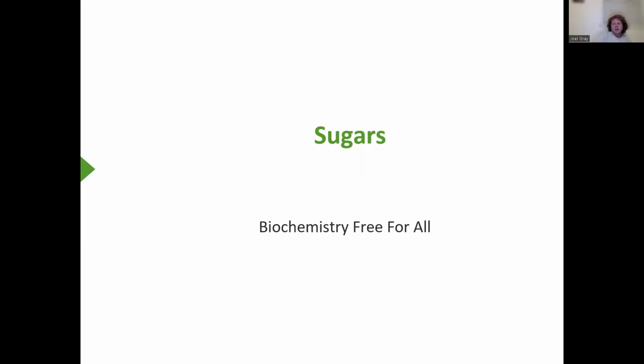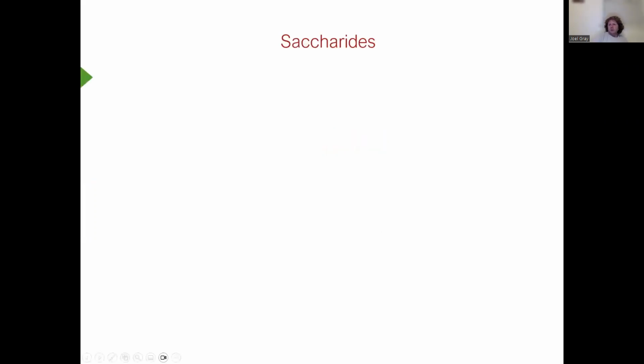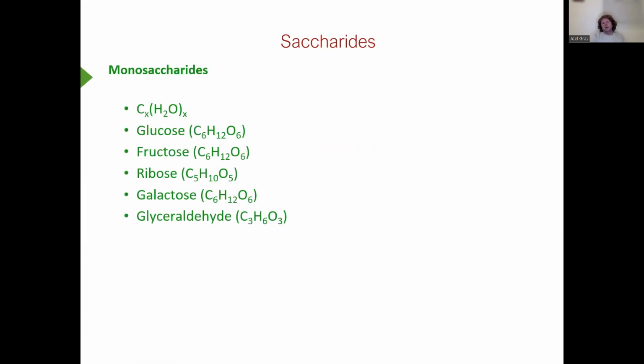So sugars, also known as saccharides. Monosaccharides are your simplest sugars. They have an empirical formula of CxH2xOx. Common examples of monosaccharides are glucose, fructose, ribose, galactose, and glyceraldehyde. They all have that basic C6 or CxH2xOx.